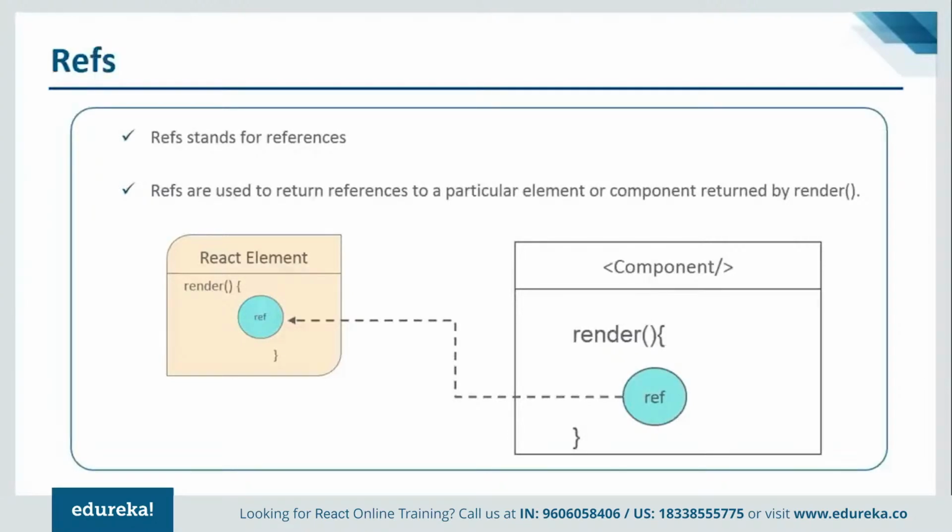Now the ref attribute makes it possible to store a reference to a particular React element or a component returned by its component's render function. This can be valuable when you need to reference it from within another component or render function. As you can see here, one of my render functions is returning one reference which is then used by another component's render function. So let's now see how this works practically.